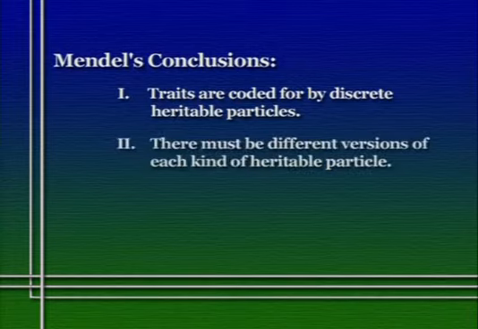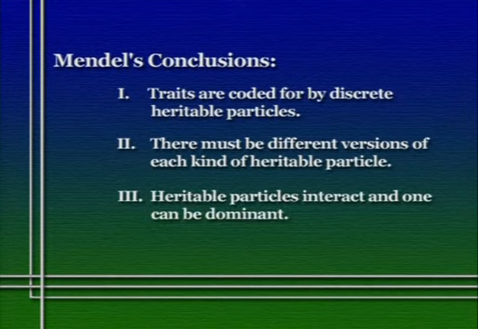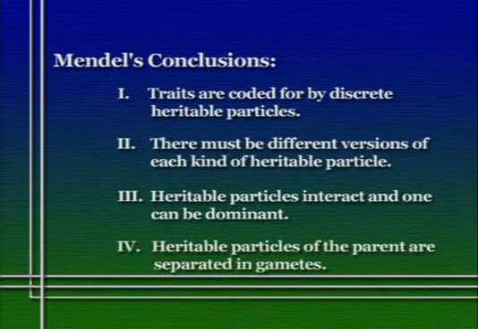Second, Mendel deduced that there must be different versions of each of these kinds of heritable particles. In other words, what we call different alleles for each gene. And he concluded that every individual has two such heritable particles, two alleles for the gene within them. Third, Mendel realized that alleles can interact with each other. Specifically, he identified the fact that one allele might be dominant over the other allele. And finally, Mendel figured out that the two alleles a parent has are separated into different cells when gametes are formed, an observation that we refer to as Mendel's law of segregation.